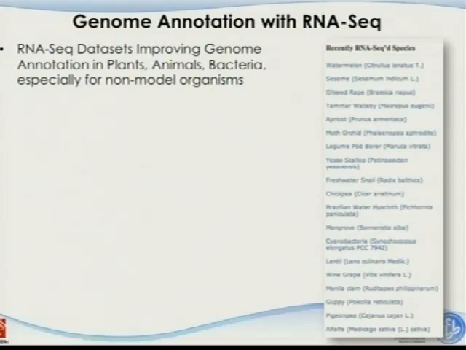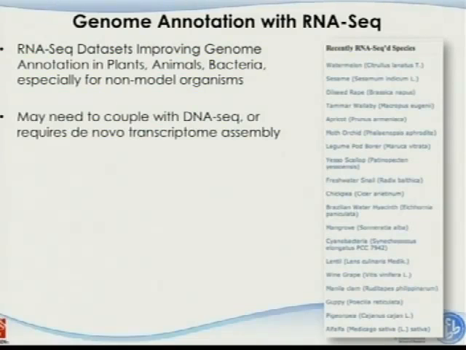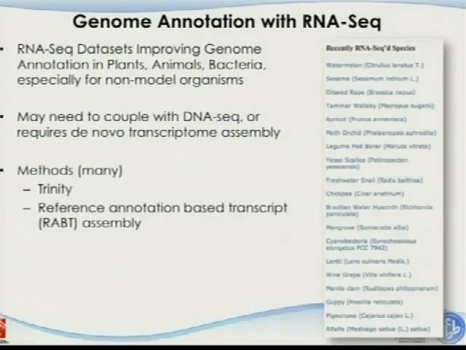But anyway, with DNA sequencing, you can get a reference genome in a reasonably okay way. But RNA sequencing helps you do the genome annotation, right? You know not only the sequences, but also which part of the genome has been transcribed, and that is a really important scientific question. This is especially important for non-molecular model organisms, and it may need to be coupled with DNA sequencing, or sometimes requires de novo transcriptome assembly. There are some tools that can do that, including Trinity.